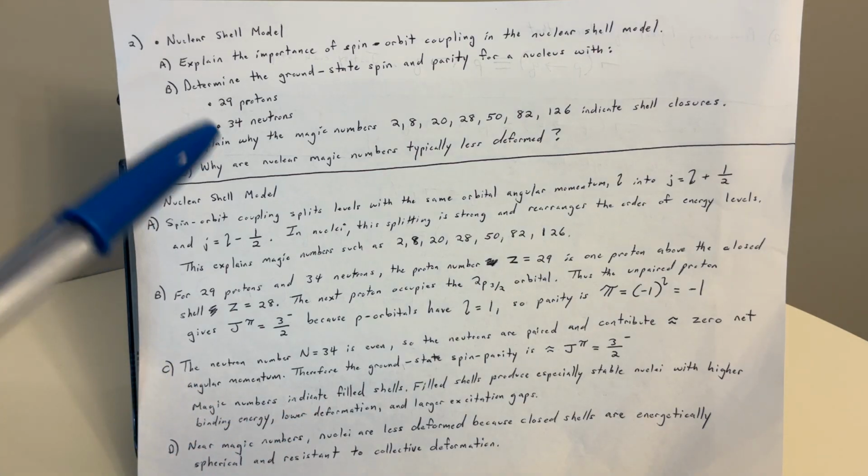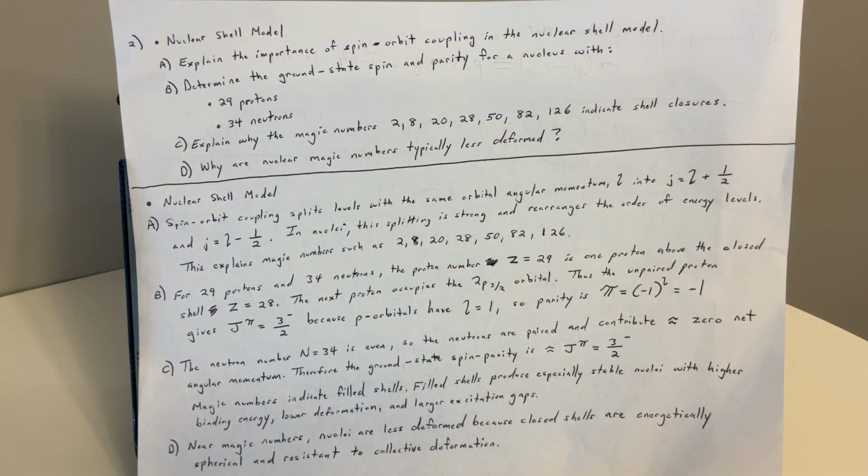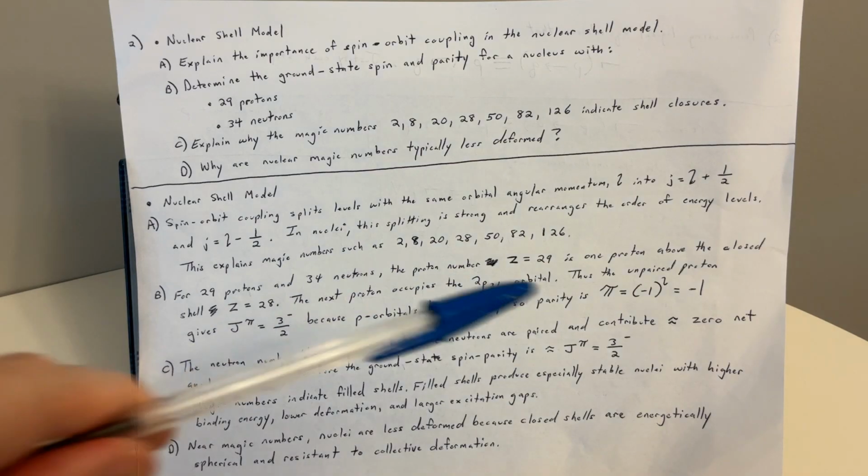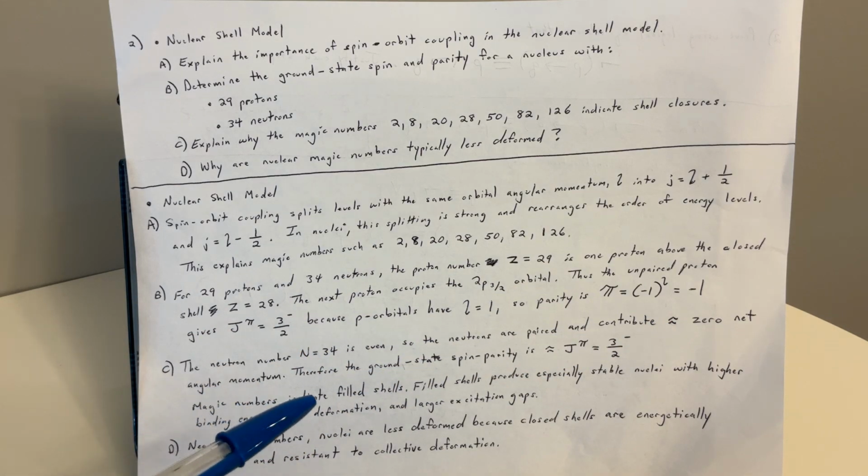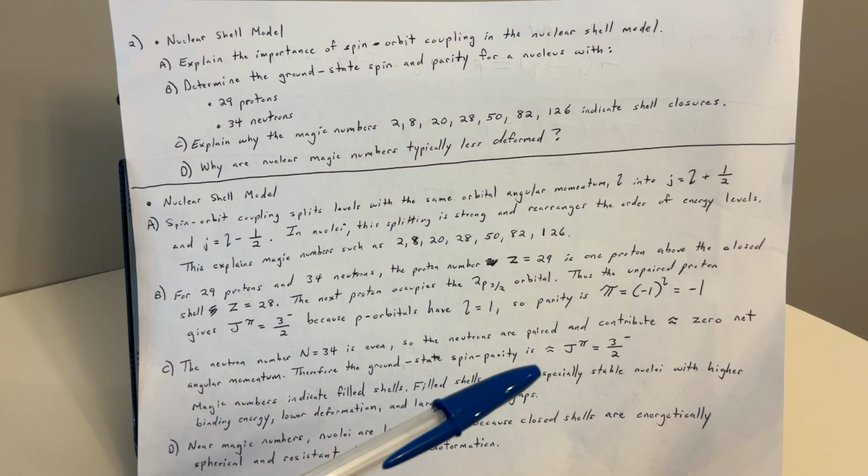So, letter C, explain why the magic numbers 2, 8, 20, 28, 50, 82, 126 indicate shell closures. The neutron number N equals 34 is even, so the neutrons are paired and contribute approximately 0 net angular momentum. Therefore, the ground state spin parity is J superscript pi equals 3/2 minus. So magic numbers indicate filled shells. Filled shells produce especially stable nuclei with higher binding energy, lower deformation, and larger excitation gaps.